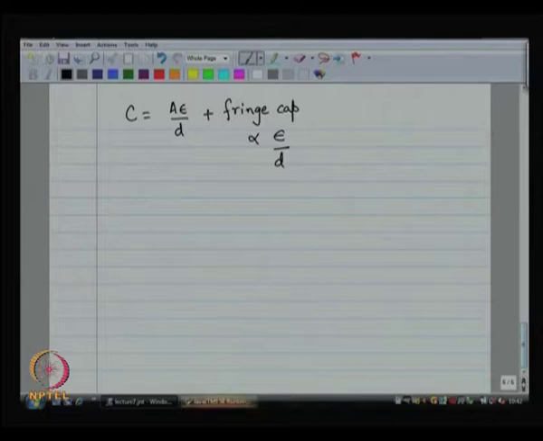Take a look, or let me draw the top view. So, if this is the top view of the capacitor, there is a top plate, there is a bottom plate, I am looking from the top over here. Fringing happens in this marked region, only at the borders, that is where the fringing happens. So, what is the extra fringe capacitance going to be proportional to? Yes, the perimeter.